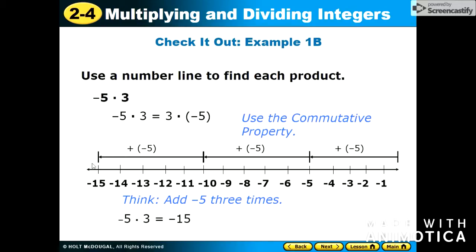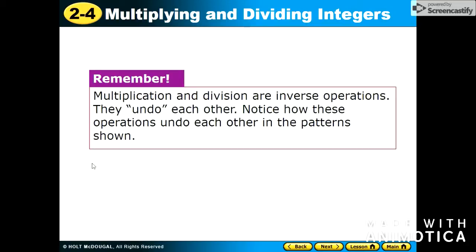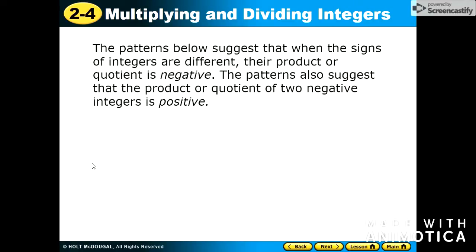Using the number line is one way to do it. I'll give you another way here in just a minute. A little reminder here that multiplication and division are inverse operations, or they undo each other. It wants you to take a look at the patterns shown here. It says the pattern below suggests that when the signs of integers are different, so if one is positive and one's negative, their product or quotient is also negative. And the pattern suggests that the product or quotient of two integers is positive when they're the same.